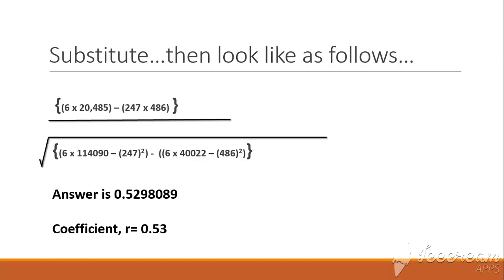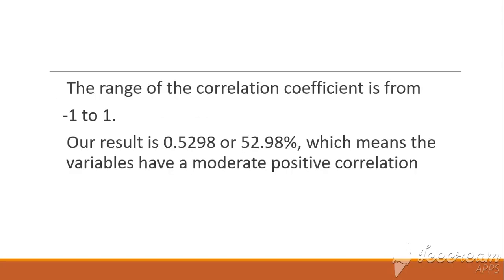So the next step is to substitute, and then it will look as follows: 6 times 20,485, and you will get an answer. You have to look for brackets and all the things, so simple BODMAS mathematical operations will also come out. Then the answer will be 0.5298. So we can call the coefficient 0.53. So now we have 0.53.